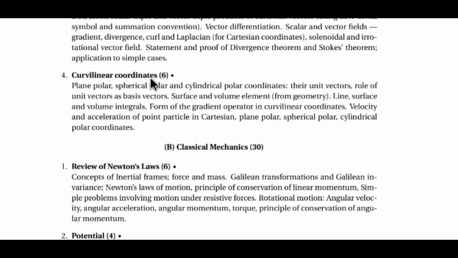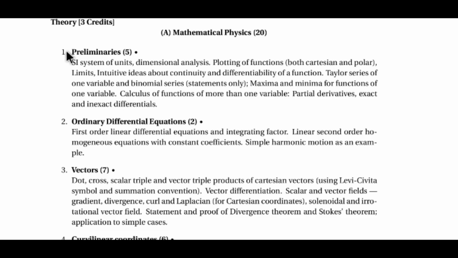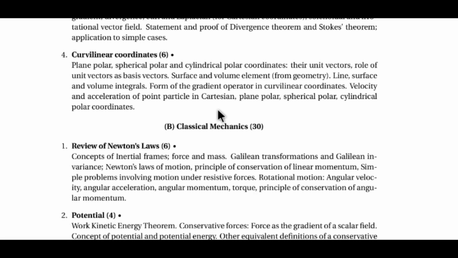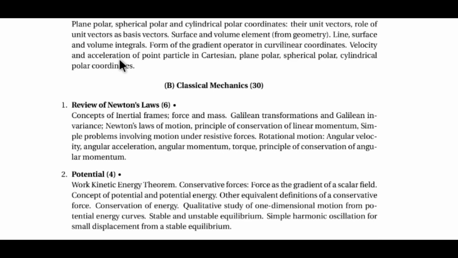In general there is a form of all operators in general form, which falls under the curvilinear coordinate system. Here we have to study all of these things. So these are the main 4 topics that fall under mathematical physics in semester 1. And the second subject is classical mechanics. This is also a 3 credit subject.